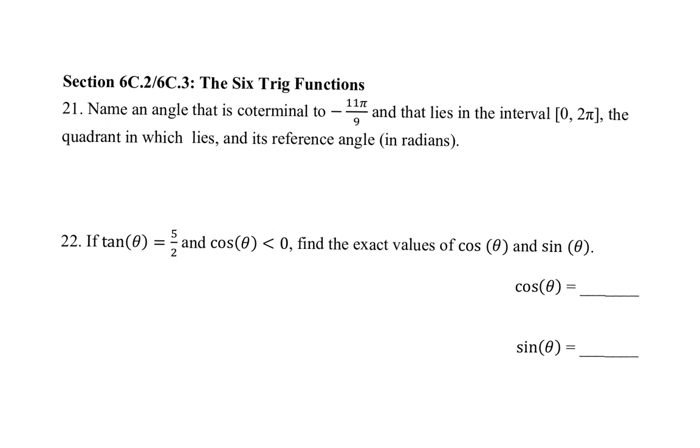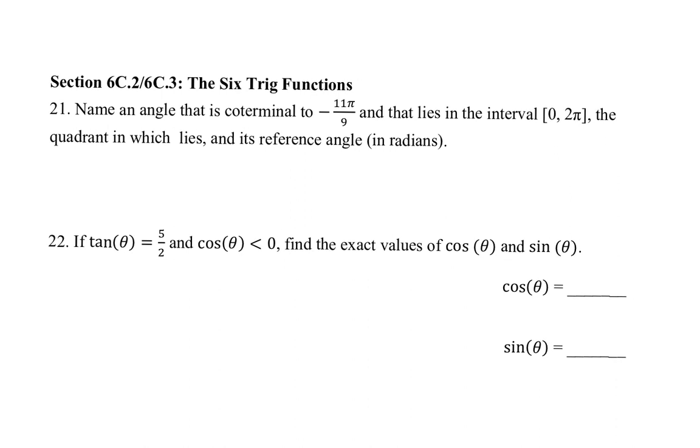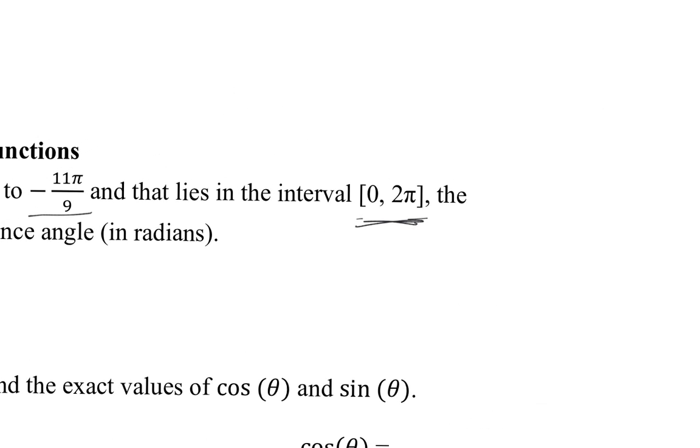Okay, so for question 21, we're looking to name an angle that is coterminal to negative 11 pi over 9 that lies within the interval 0 to 2 pi. We want to name the quadrant that it lies in and its reference angle in radians. So my first thing is I'm going to get these to the same denominator as what we were given. Knowing that we have something over 9, I'm going to write the interval as 0 and 18 pi over 9, just so it's easier for us to see when we are within that interval.